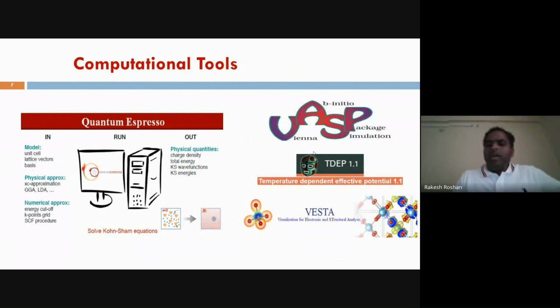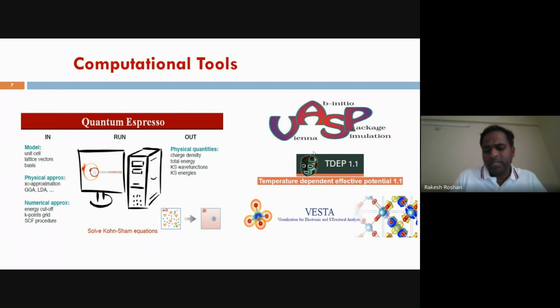And TDEP, temperature dependent effective potential. This we have used to calculate the lattice thermal conductivity. And VESTA is a visualization tool for electronic and structural analysis. Basically, this is software to visualize the atomistic models. Quantum Espresso is generally used for band structures and ground state calculations. VASP can also do the same. So we have used VASP in the current work, combined with TDEP.